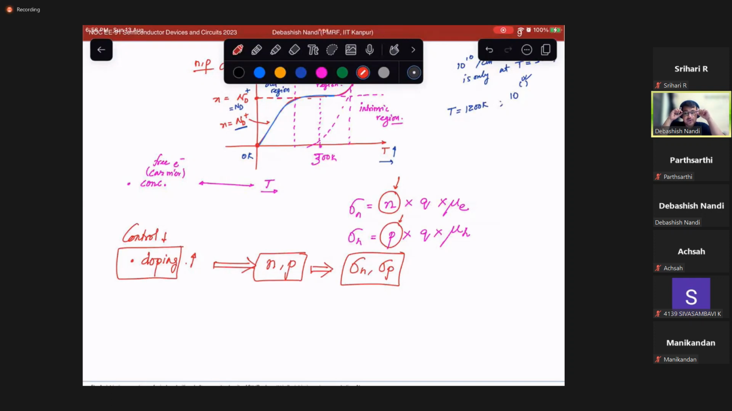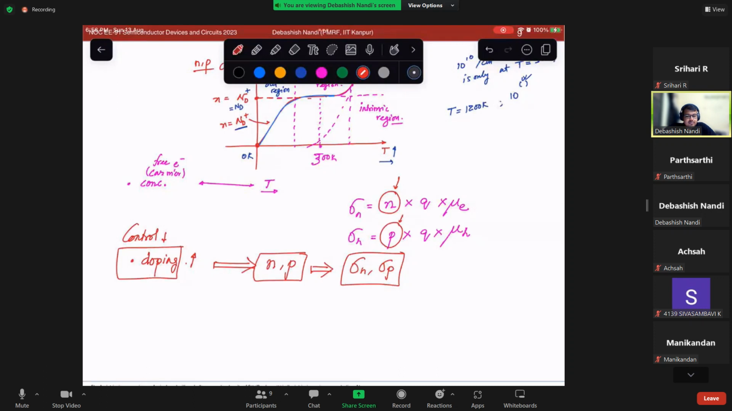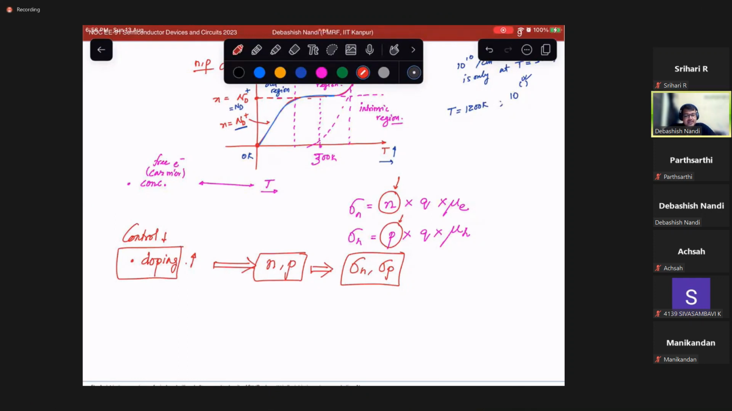Anyone who didn't get this point? Parthasarathy or Srihari, anyone? Understood, sir. You understood, right? Why do you want to control the free carrier concentration via doping only and not via temperature? Yes, sir. Okay, this is very important.